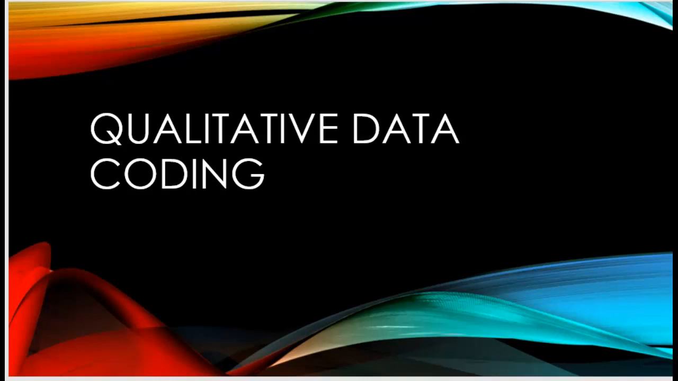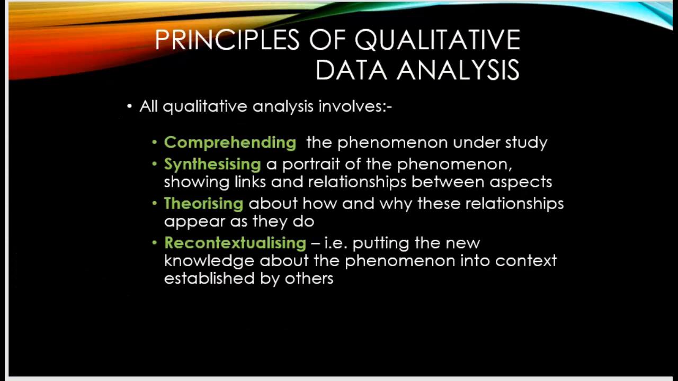Coding is what you do to qualitative data to help you make sense of what you are looking at and understand it better. So data analysis in qualitative research involves comprehending what you're studying, synthesizing that, looking for relationships between what is being said, what is being discussed, what is being seen, theorizing about why these relationships appear as they do, and then recontextualizing, which means putting new knowledge about the phenomenon into a context established by others.